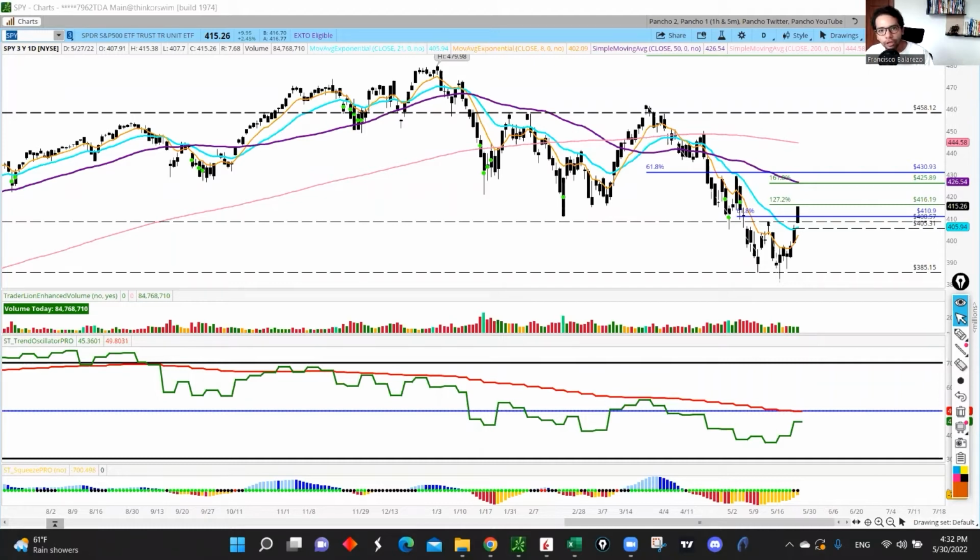We're going to take a quick look at the market. We're going to do a market update. We're going to take a look at some of the indexes. We're going to go through the SPY, the QQQ. We're going to take a look at the NAS Composite, the IWM, and then we're also going to take a look at the DIA.